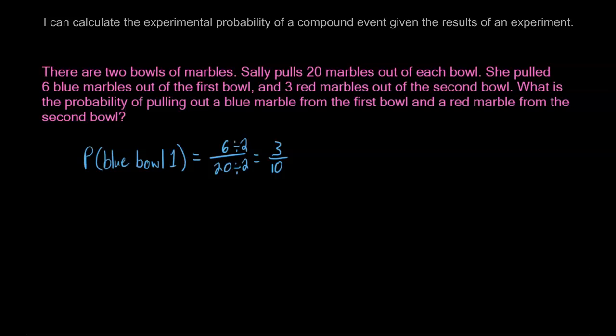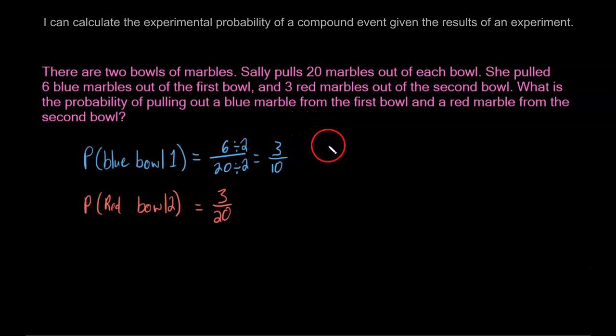And now we're also trying to find the probability of pulling a red, so probability of a red from bowl number 2. So there was 3 red marbles pulled out of the second bowl. So 3 out of 20 would be our probability there. So 3 over 20 would be our probability of pulling a red marble from bowl number 2.